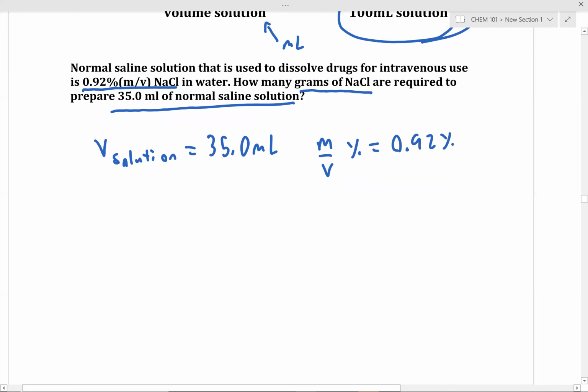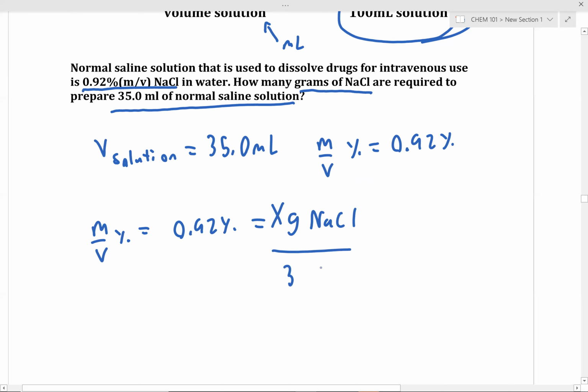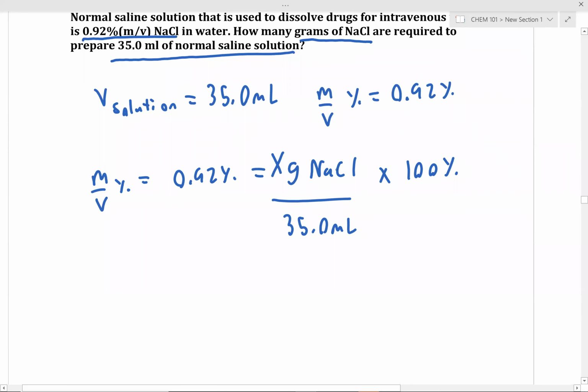So then, now that we have both of these pieces of information, we know that the mass over volume percent, which is equal to 0.92%, is equal to the grams of solute, which is sodium chloride, which we'll call X, over the volume of solution, which is 35.0 milliliters, times 100%. Now, in this context, with this information established, we can now solve for the grams of sodium chloride.